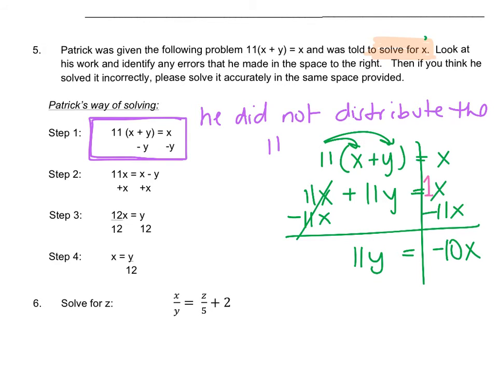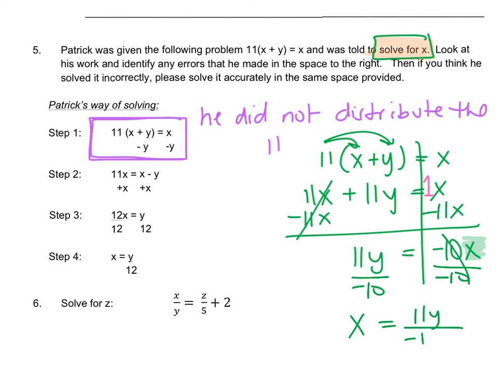And then I am solving for x. So to get x alone, that means I need to get rid of the negative 10. They're being multiplied, so I would divide by negative 10 to get rid of it. So x equals 11y over negative 10. There is the correct answer.